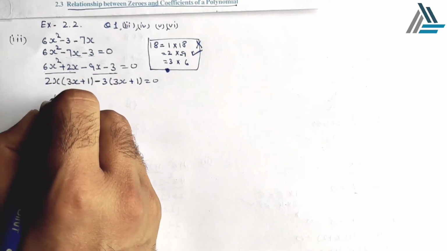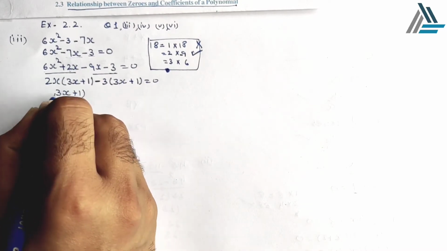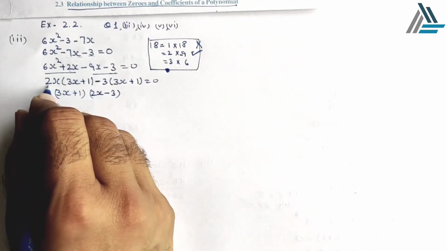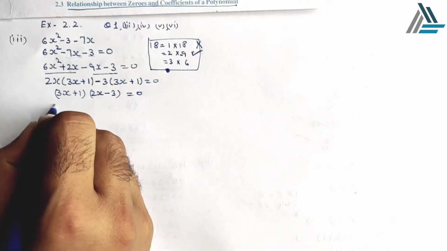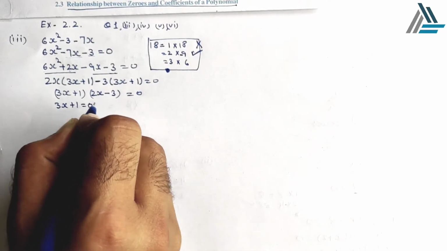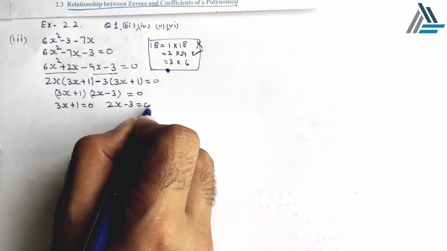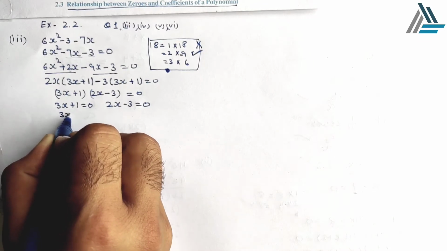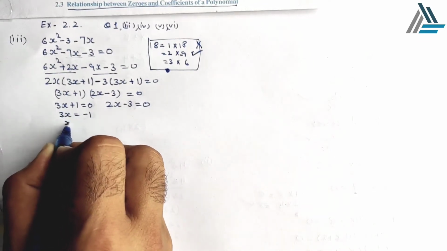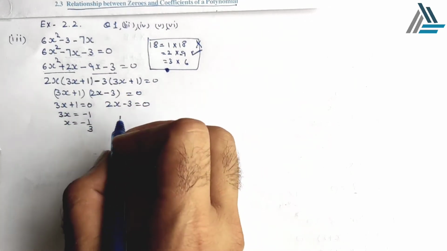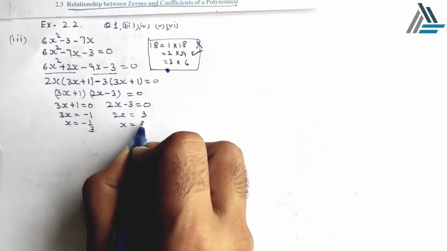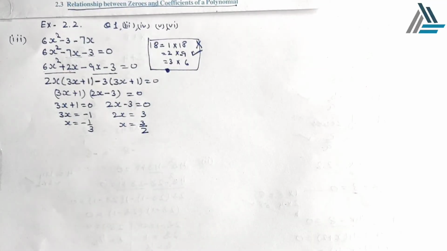Then our first factor is 3x plus 1 and the second factor is 2x minus 3. So 3x plus 1 is equal to 0 and 2x minus 3 is equal to 0. By solving for x we get 3x is minus 1, so x is minus 1 upon 3. Again, 2x is equal to 3, then x is 3 upon 2. These are the two zeros of this polynomial.